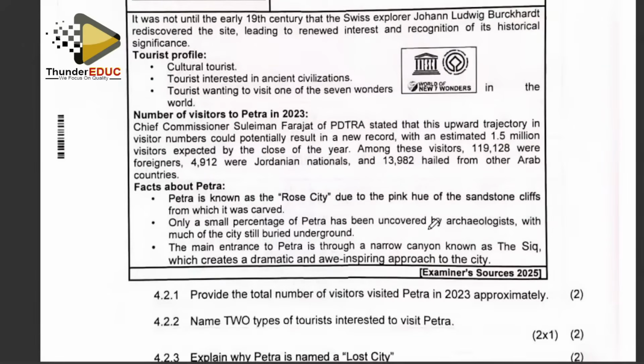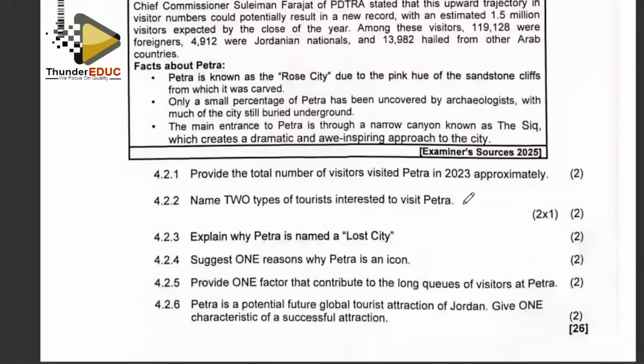Facts about Petra. Petra is known as the Rose City due to its pink hue on sandstone cliffs from which it was carved. Only a small percentage of Petra is being uncovered by archaeologists, with much of the city still buried underground. The main entrance to Petra is through a narrow canyon known as the Siq, which creates a dramatic or inspiring approach to the city.